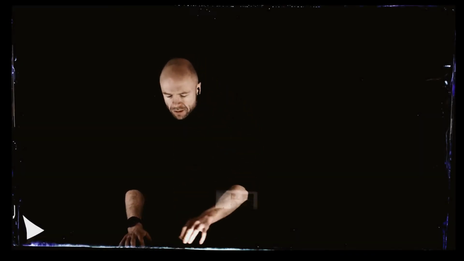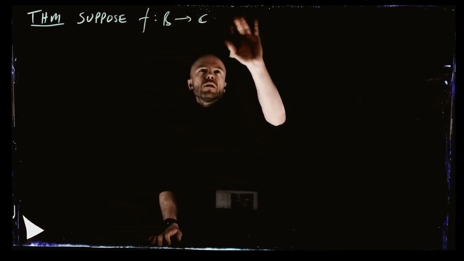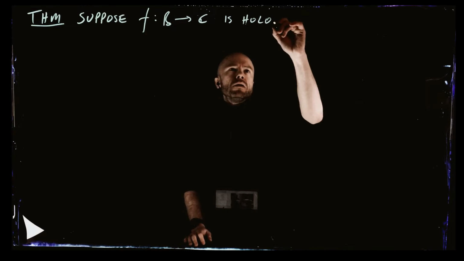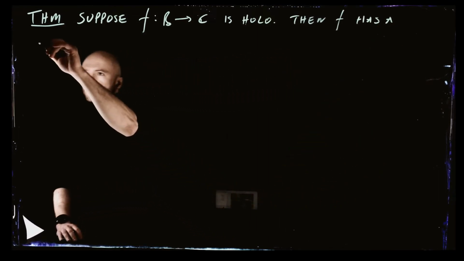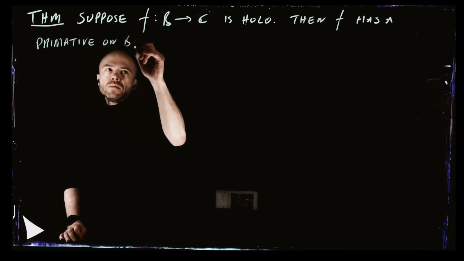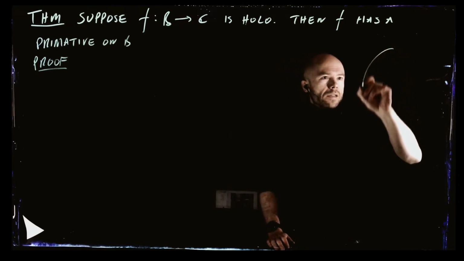Okay, so let's get started. We were to the point where we're discussing this theorem. Suppose f from some ball into the complex numbers is holomorphic. Then f has a primitive on the ball. And I gave you a kind of idea how to start the proof.